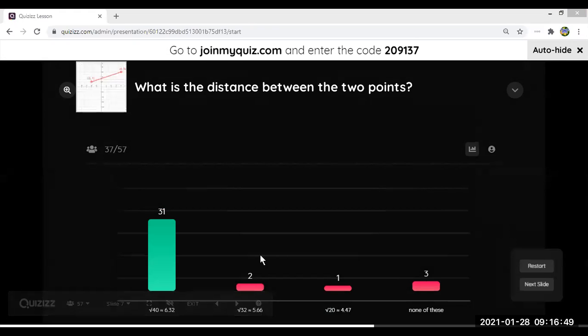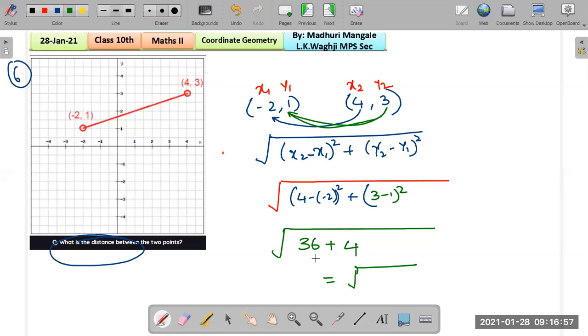Okay, and 31 of you have got it right. Wonderful, students. So it was just simple calculation. Just check here: 36 plus 4, that was 40, and root of 40 was the answer. Of course we can simplify it further, like 40 is 4 times 10. So root of 4 is 2, and 2 root 10 will be the final answer.